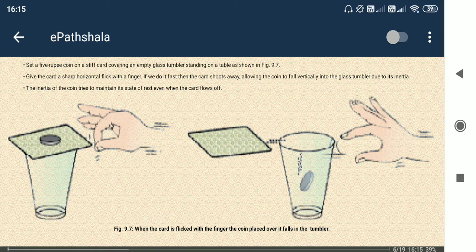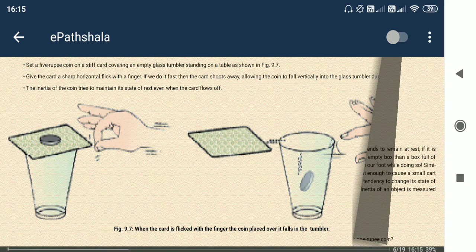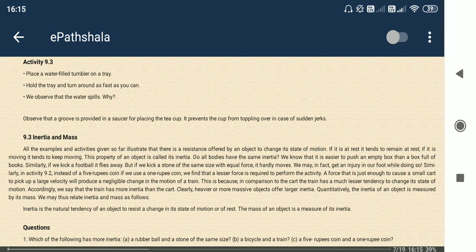So this is the definition of force, and it comes from Newton's first law, the first law of motion. Inertia is of two types: one is static, for a static condition, and another is for a moving condition.